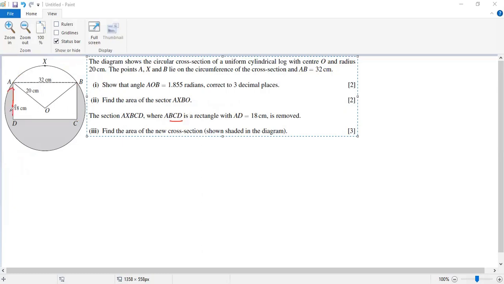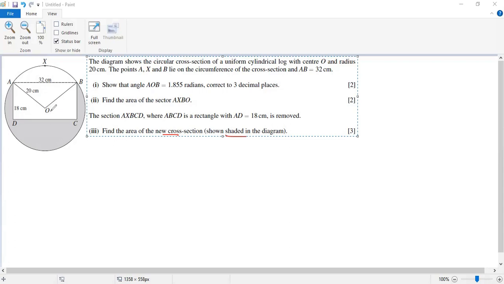Okay, so we got this part. This is AD is 18. This is the part there that is removed. So they cut this whole thing out. So find the area of the new cross section shaded in the diagram. In other words, we're going to find the area of the shaded part in the diagram.